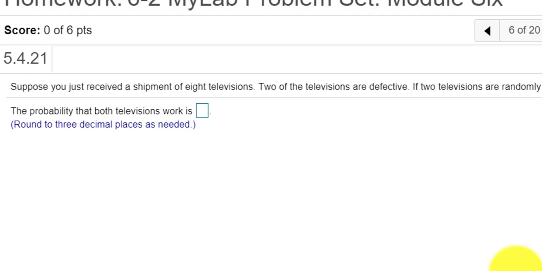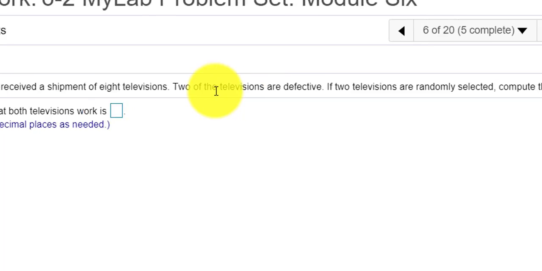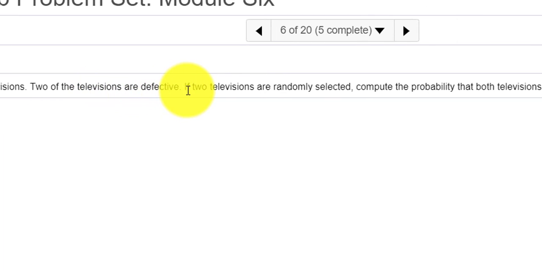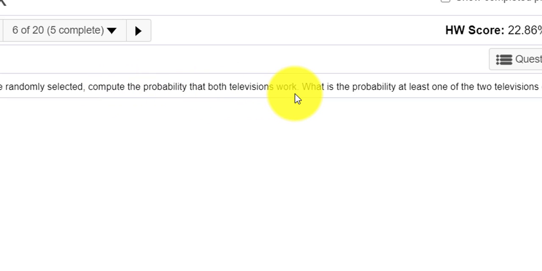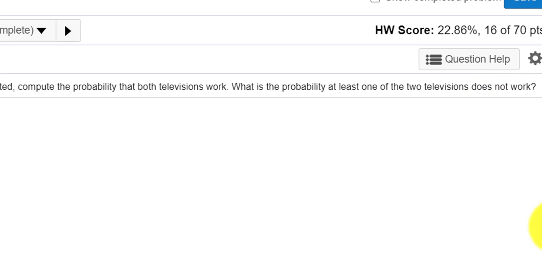So it says, suppose you received a shipment of 8 televisions. 2 of the TVs are broken. If 2 are randomly selected, compute the probability that both televisions work. What is the probability that at least one of the televisions does not work?